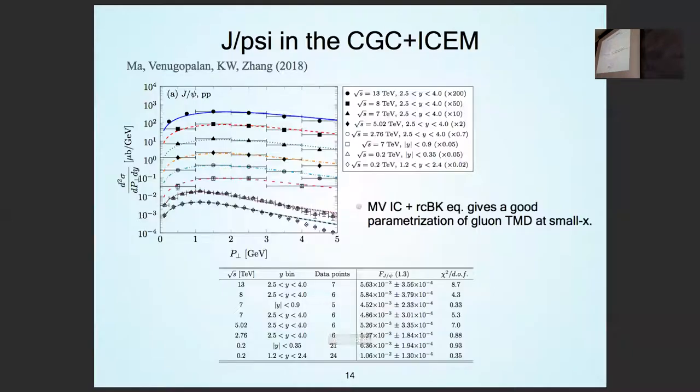Okay. So this is the phenomenology. These are J/psi production results in proton-proton collisions, with the kinematic region from forward rapidity to LHC, from mid-rapidity to forward rapidity, using the CGC plus improved color evaporation model. What we have to do is fit the normalizations. So F should be fitted.